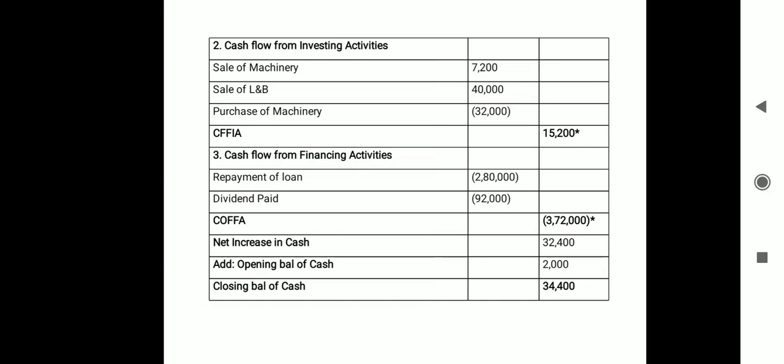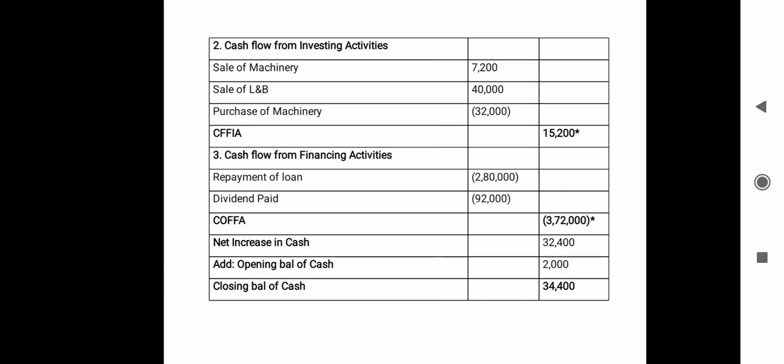And then we had a sale of land and building. From the balance sheet we can make it out. If you remember, the value of land and building in 2014 was 8 lakh, and in 2015 it is 7,60,000. That means 40,000. So, assumption: land and building worth rupees 40,000 have been sold.